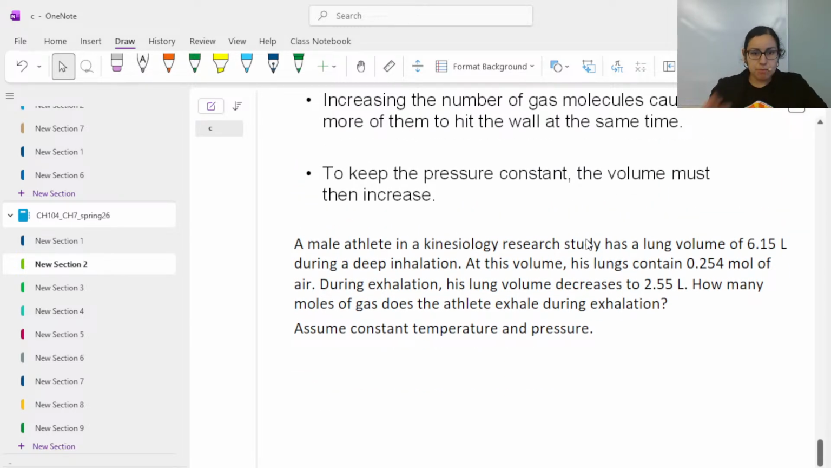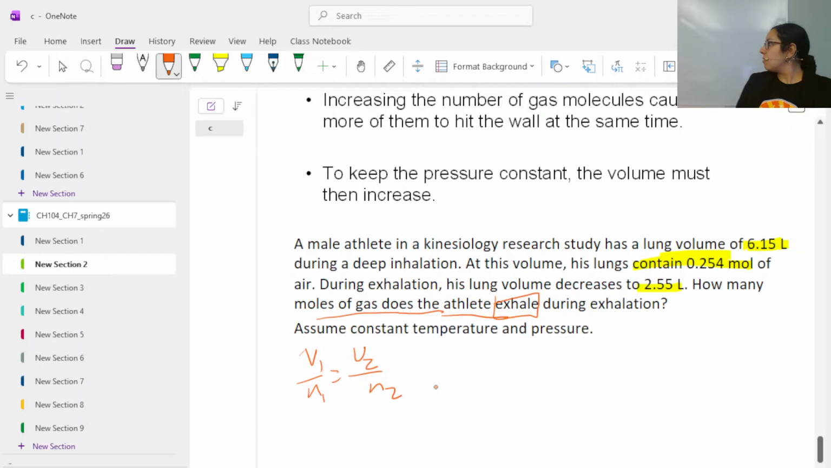All right, so let's try our little math scenario. Now we're studying a male athlete in a kinesiology research study. He has a lung volume of 6.15 liters during a deep inhalation, and his lungs contain 0.254 moles of air. Let's say during exhalation, the volume decreases to 2.55 liters. Watch what the question's asking: how many moles of gas does the athlete exhale during the exhalation process, assuming constant temperature and pressure. See if you can figure that out. I'll rewrite the formula for y'all. Try that out for a few minutes.